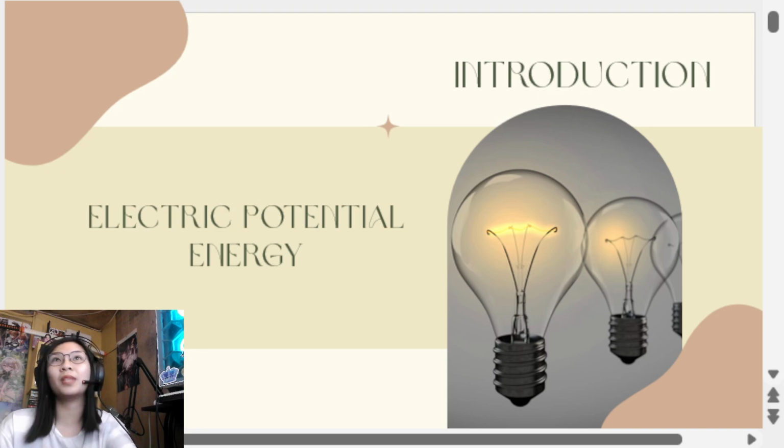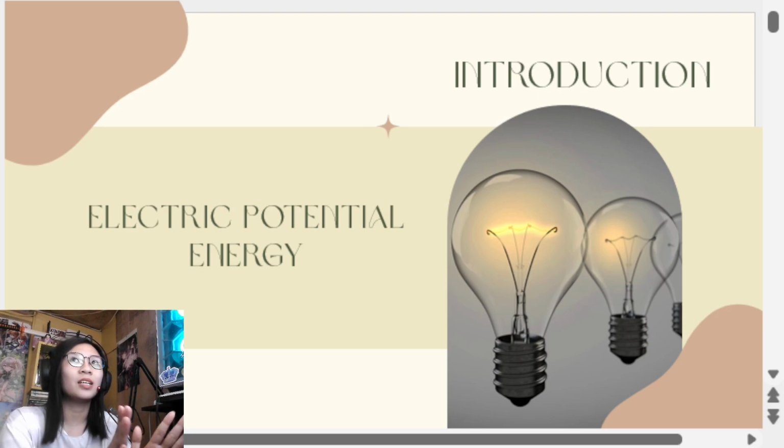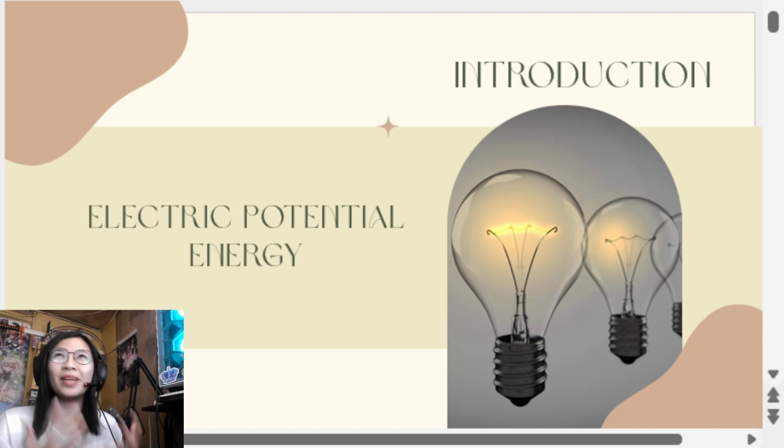Or first, what is potential energy? Potential energy is one of the two mechanical energies. We have different kinds of energy. We have heat energy, we have electrical energy, we have mechanical energy. Under the mechanical energy, we have potential and kinetic. Potential is when your object is at rest. It has this energy waiting to be unleashed or turned into another kind of energy.